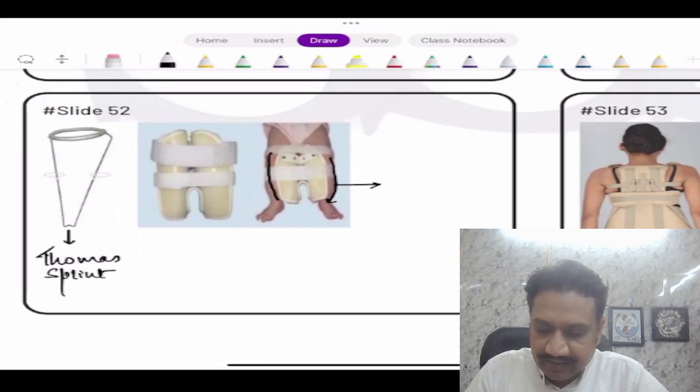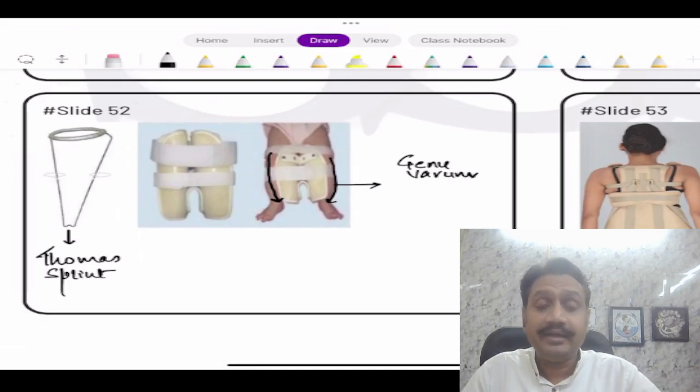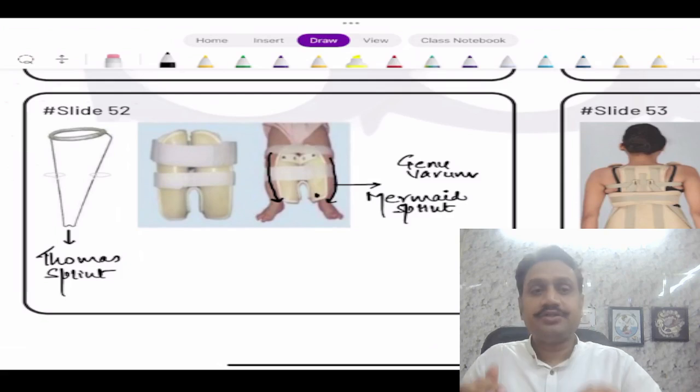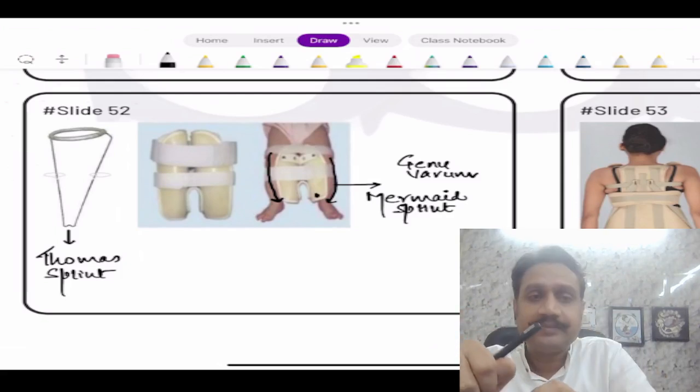Okay. This kind of splint where the child is having some deformity like this, legs are deviated medially, and what do you call the deformity now? Deformity will be called as genu varum, right? And the splint which we are using here is called as mermaid splint. So for genu varum or genu valgum, we can use the splint to correct the deformities of the legs, right?